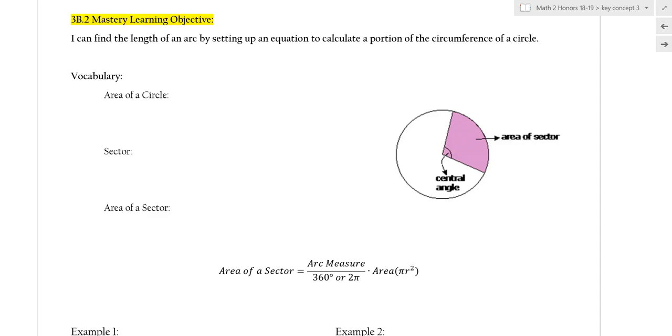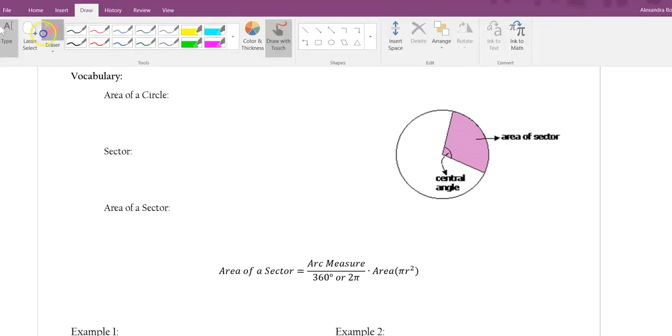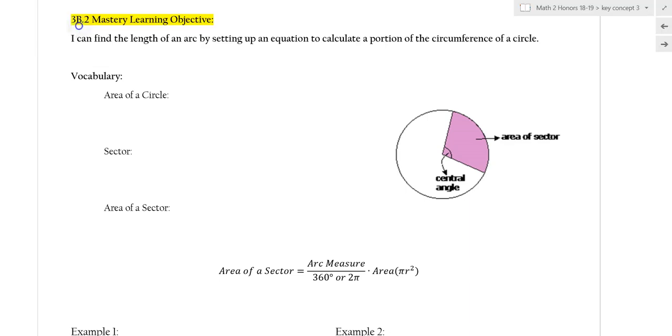All right, we are now looking at our 3B.2 mastery learning objective, which is wrong. We're not doing length of an arc. This should say area of a sector, by setting up an equation to calculate a portion of the area of a circle. Oops, I copy and pasted and didn't change it. Okay, so now instead of circumference, we're looking at area.